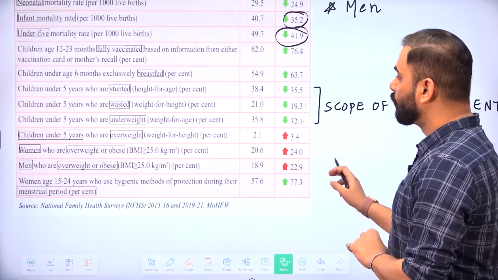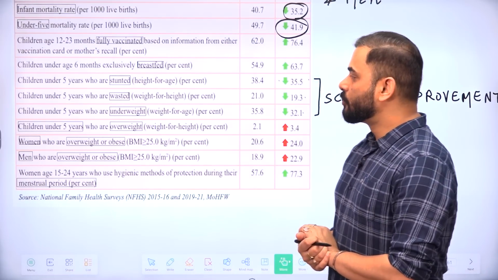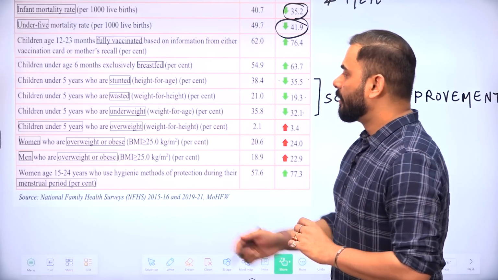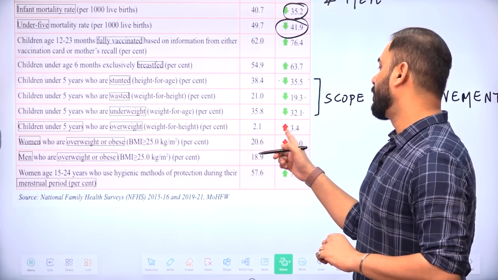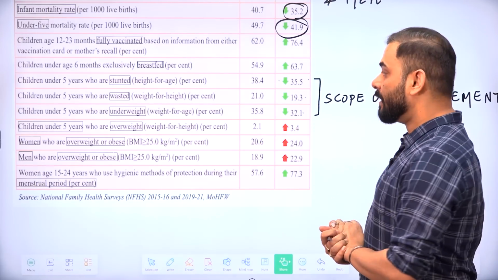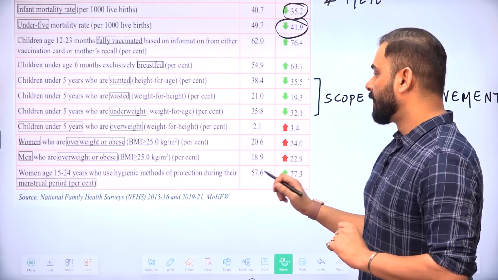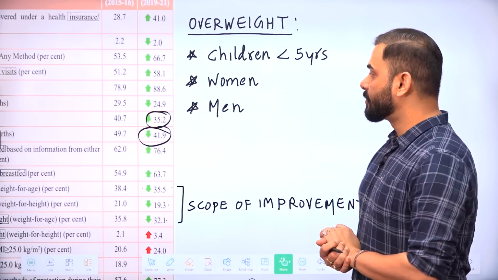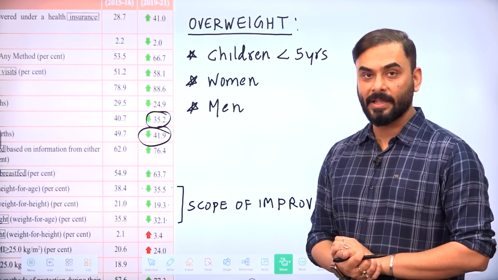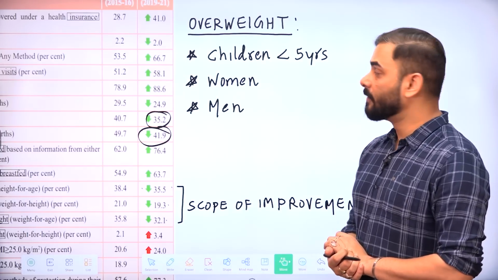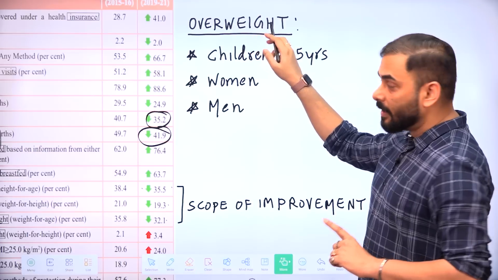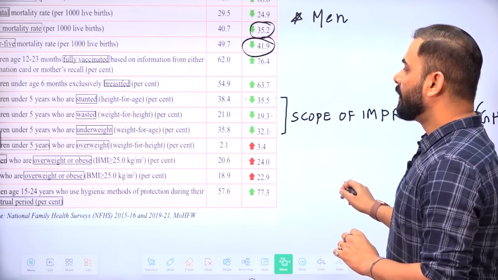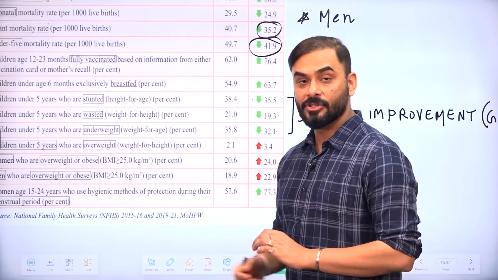Now similarly, if we look at the problem areas of India, so children under 5 years who are overweight, which means for a particular height you should have a particular weight. So if we look at the figure of children who are overweight, from 2.1% it has increased to 3.4%. Similarly, women who are overweight, it has increased, and men who are overweight, it has increased. If we have to find out some important points from this table, we can find out that for mortality, infant mortality and children under 5 mortality, yes, we have done good. But there is a problem of overweight in children, women and men. And as far as improvement is concerned, we need to improve in child wasting, child underweight and child overweight category.